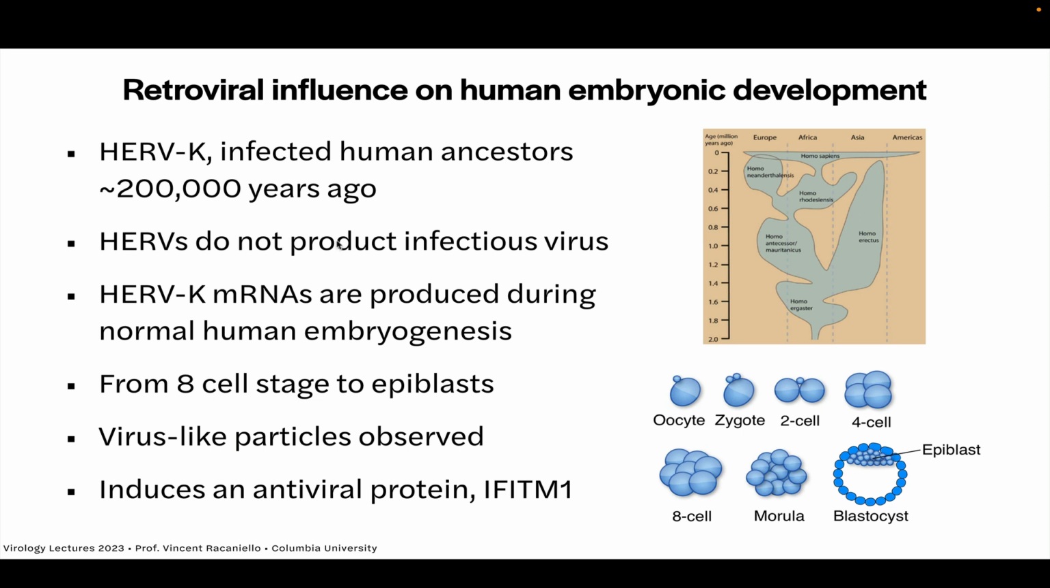And today they don't produce any infectious virus, but the mRNAs from these endogenous proviruses are produced during embryogenesis, all the way from the 8-cell stage to the epiblast stage. So the oocyte, the zygote, 2-cell, 4-cell, no transcription of HERV-K, but starting at 8-cell in the morula and the epiblast, you see transcription of HERV-K and virus-like particles. And these cause induction of an antiviral protein, so maybe they have some role in protecting the embryo from infection.